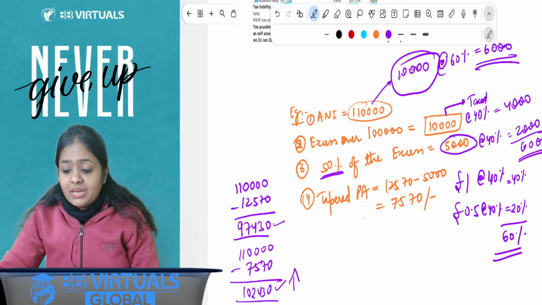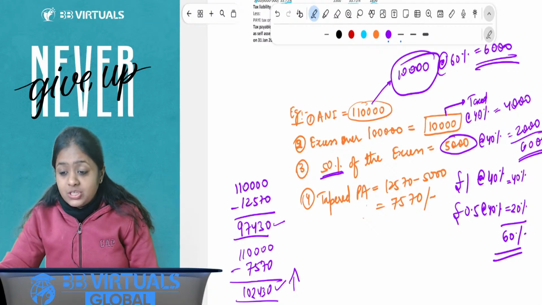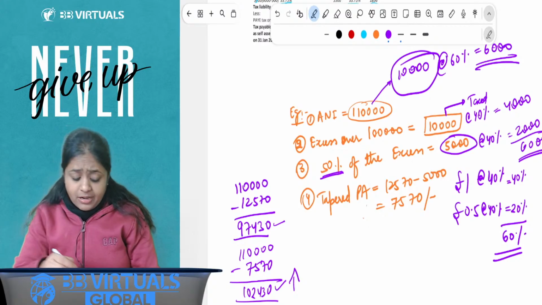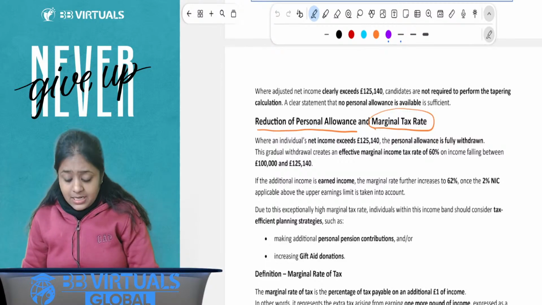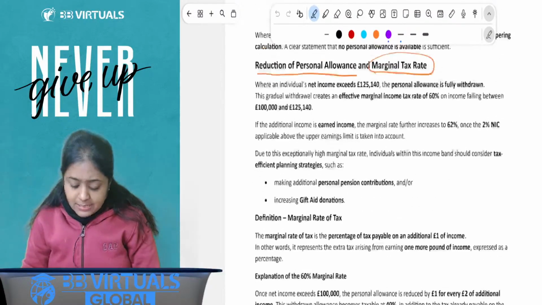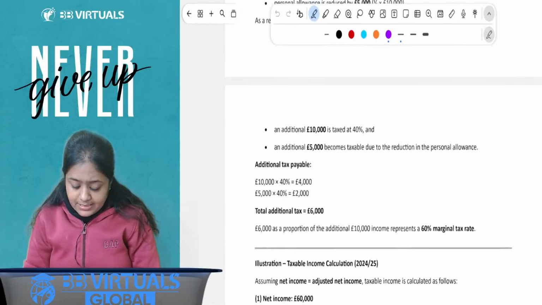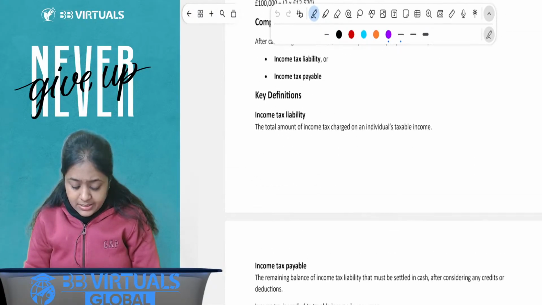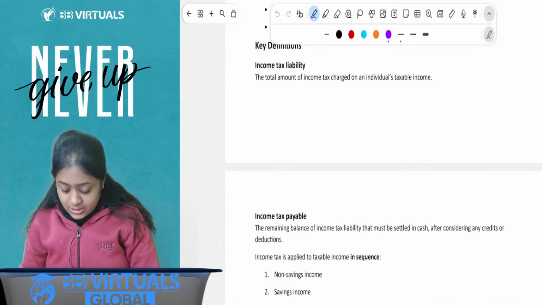Right? I hope you are very clear with this when I say your marginal tax rate, because I've seen students really getting troubled with this marginal tax rate, and they come to me and ask me, ma'am, I'm unable to understand this. So I hope now this concept is absolutely clear and there is no problem here. I've given you the example also to make you better understand this. Okay, now let's go further.